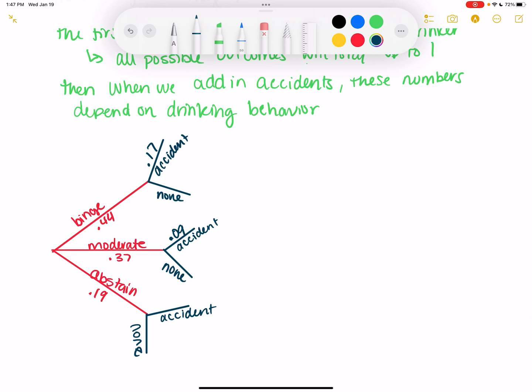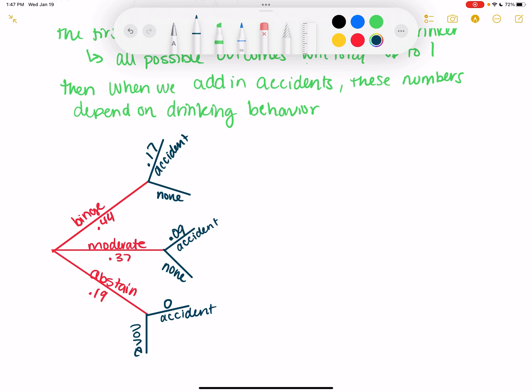They really should have said for moderate drinkers, the accident percentage is such and such. So for abstain, the accident would be 0, because you can't have an alcohol-related accident if you don't drink.